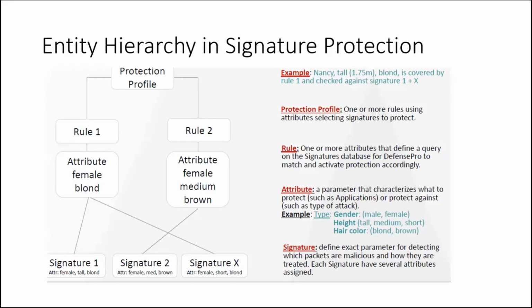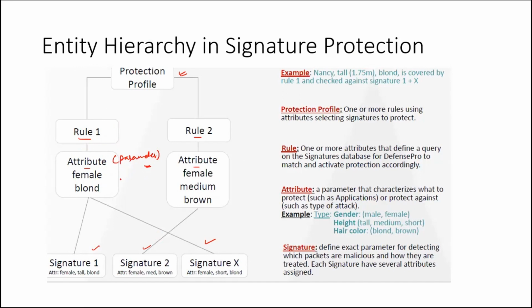Before we get into a deeper dive, let me explain what a signature is and how signatures protect us. We have the protection profile. Under the protection profile, we have rules, rule 1, rule 2. Under the rules, we have attributes, and under those attributes, we have the different signatures. What is a rule? A rule is one or more attributes that define a query on the signature database for DefensePro to match and activate the protection. An attribute is a parameter that characterizes what to protect or protect against.